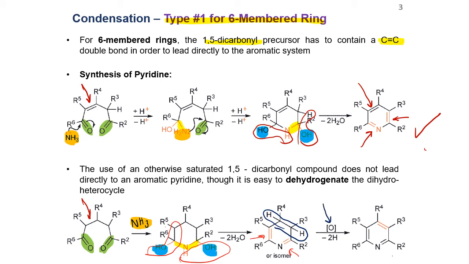There are some different types of oxidants that can achieve this, but since the product is so stable, you don't need to use harsh conditions. Sometimes just air is enough to oxidize to get the aromatic ring.